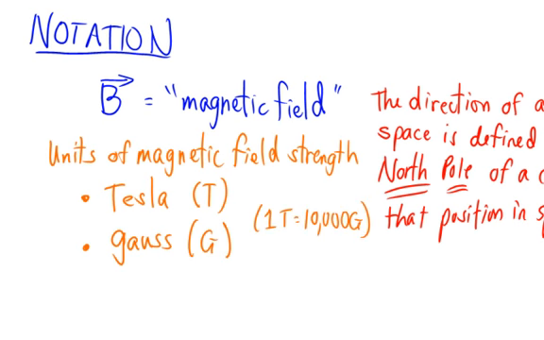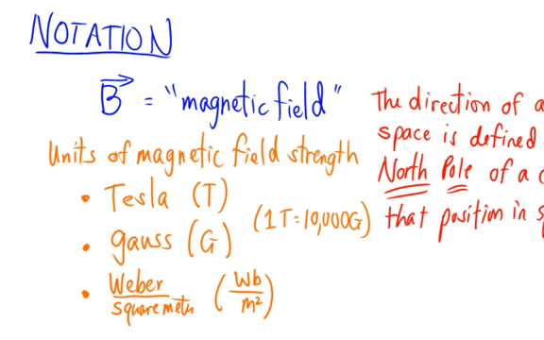One other unit that you'll see from time to time is something called a Weber per square meter. We're going to see in a later lesson when we deal with Faraday's law of electromagnetic induction that there is a quantity that's called magnetic flux, and the magnetic flux is given in a unit that's called Webers. There's a relationship between the magnetic flux and the area through which that flux passes.